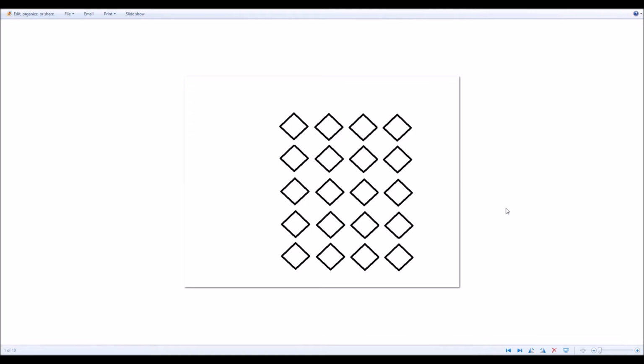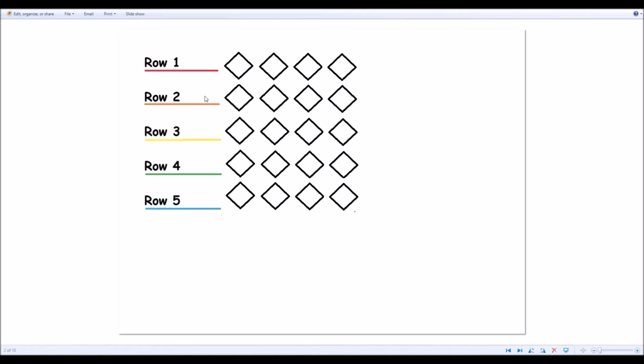So if you take a look at this array, and when I say array, I mean a group of pictures that are set up in rows and columns. You'll see right here that we have rows going across. Row 1, row 2, row 3, row 4, row 5. There's 5 rows. And then you'll see the columns are vertical. They're up and down. There's 1, 2, 3, 4 columns. So you can see that there are rows and columns in an array.